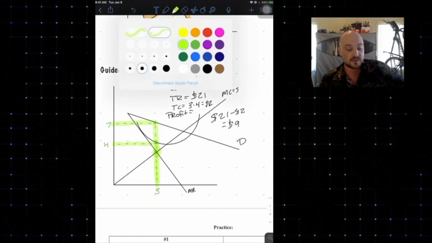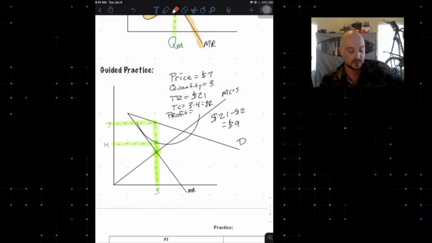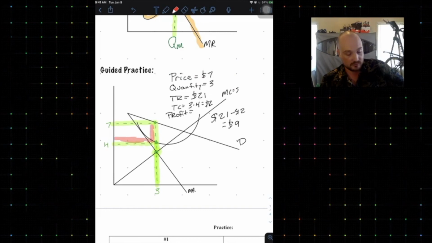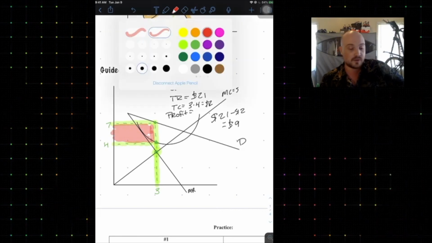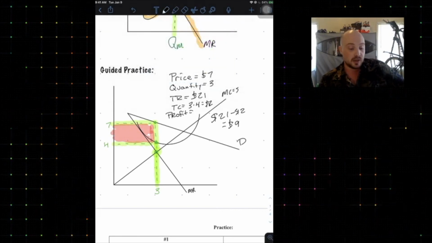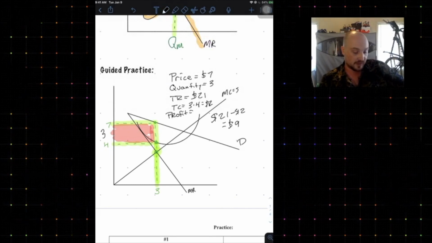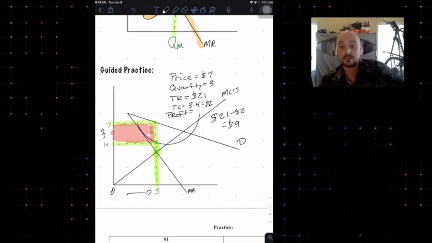Now your teacher might have taught you about the profit box, right, which is the area between the price, the quantity, and the average total cost, which would be right there. If you were to find the area of that box, it would also be $9, right? From 4 to 7, that's 3. And then from 0 to 3 is 3. 3 times 3, $9 of profit.